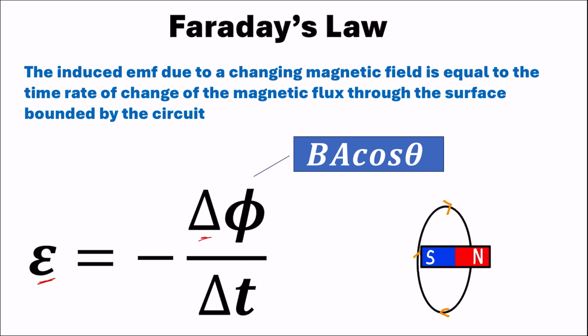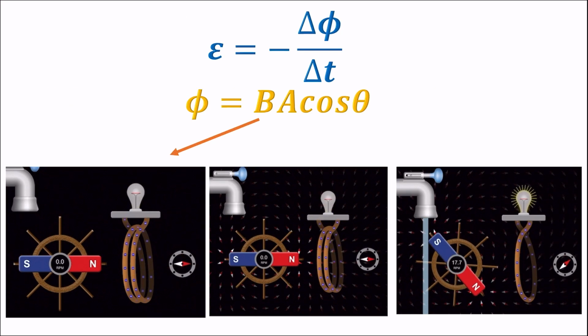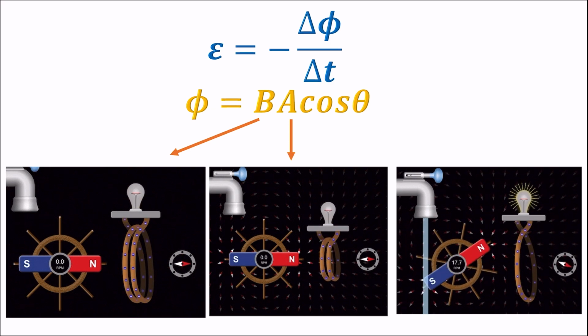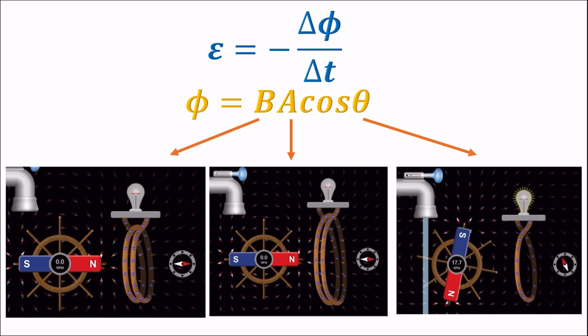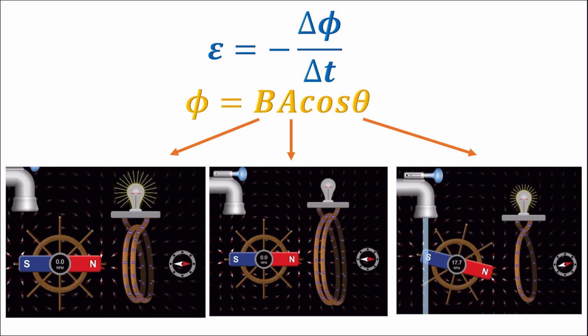Flux is BA cosine theta, which means that there's three ways to change flux and induce an EMF. The magnetic field strength can be changed to induce flux. You can also change the area of the loop through which the circuit is running, or the angle can be changed, which is done by spinning a magnet, which is how most electrical power generators work.